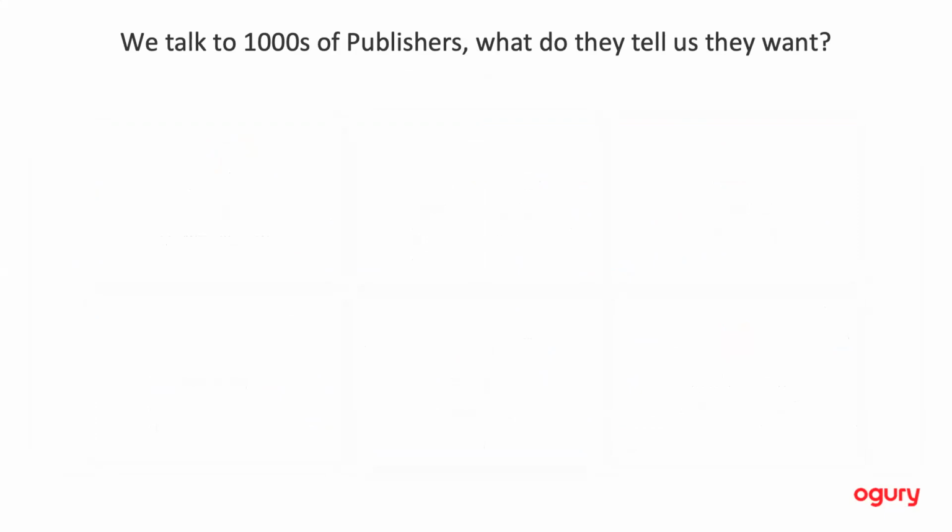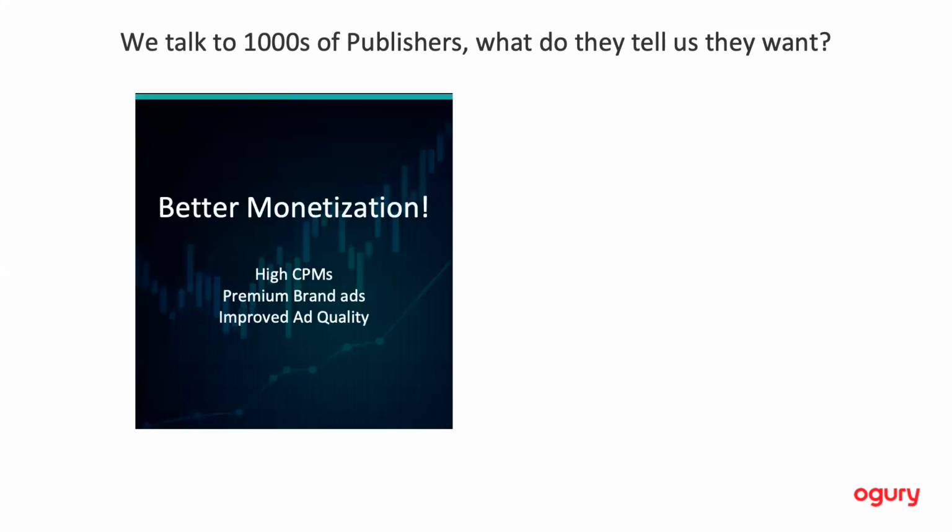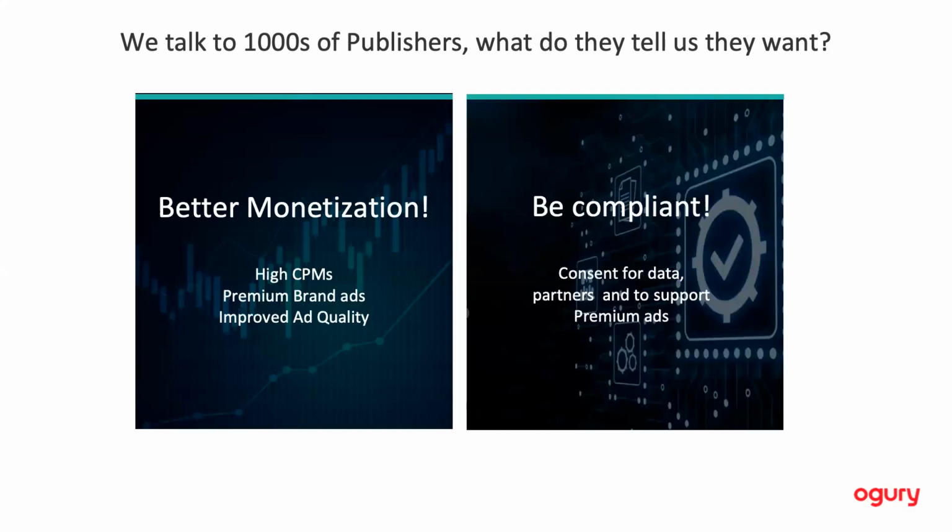From our conversations with thousands of publishers, what we hear are two consistent things and two resounding needs. One is we need better monetization. What does this mean? High CPMs, premium brand ads, improved ad quality. And secondly, we need to be compliant with tighter regulation. We need consent for the data. If we use any data, we need the consent for the partners and the purposes to be able to support premium ads, which supports our business.